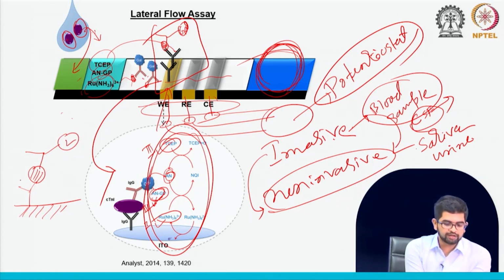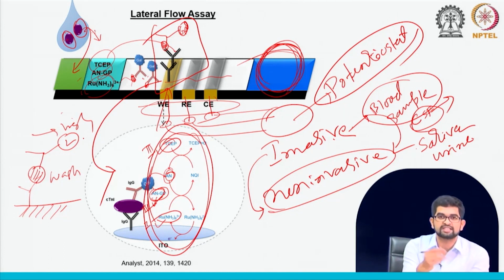Every time after adding the target we need to wash, right, so that the excess can be washed out from the surface. After the secondary antibody we also have to wash, so that the excess labeled secondary antibody is washed out, otherwise it can show an extra background signal. But in this case it is kind of wash free.